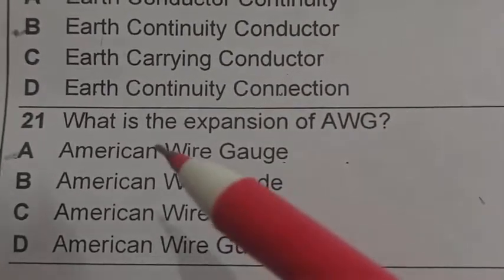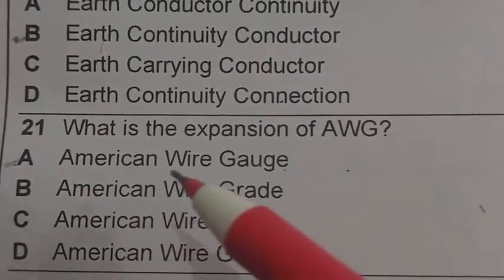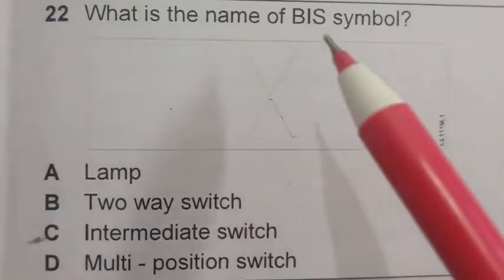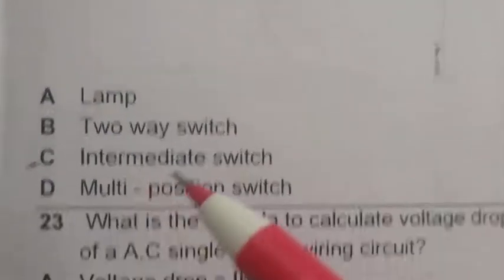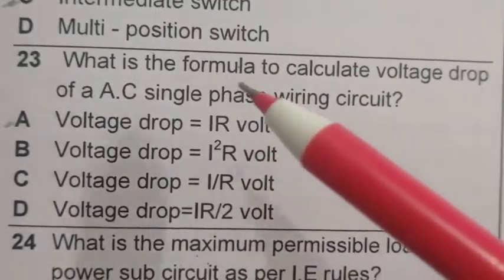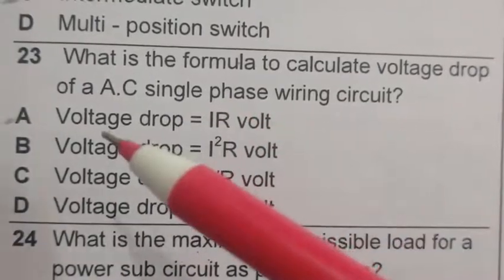Question number 21. What is the expansion of AWG? Option A, American wire gauge. What is the name of the BSI symbol? Option C, intermediate switch. Question number 23. What is the formula to calculate the voltage drop in an AC single phase circuit? Voltage drop equals I times R.